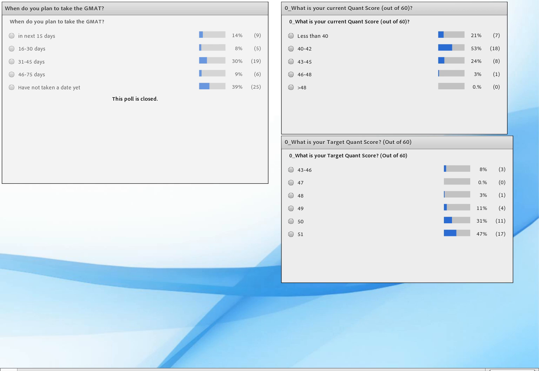So what I can see over here is 40% of you tell me that you've not taken a date yet. Another 30% of you tell me that you're taking the GMAT within that 31 to 45 days, and I'm very, very sure you are those people who are targeting round 2. And then around 22% tell me it's between 0 to 30 days.